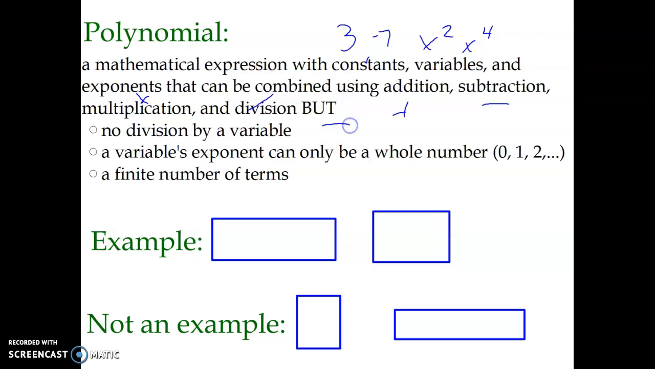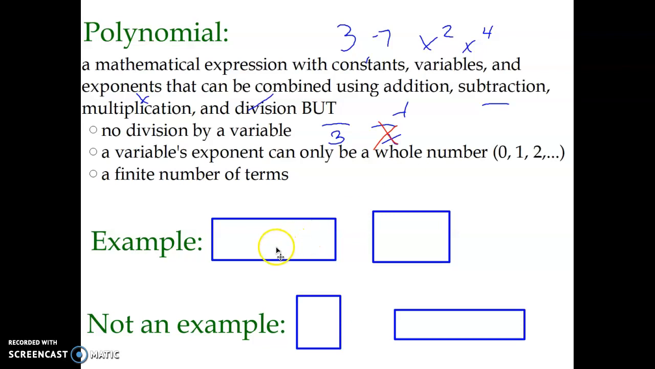variable. So if you do division, you can have a number or a constant in the denominator, but you cannot have a variable in the denominator. We would never have the variable in the denominator of a polynomial. The exponents can only be whole numbers, no fractions, no decimals, no negative numbers, and it has to have a finite number of terms. It has to have a stopping point.